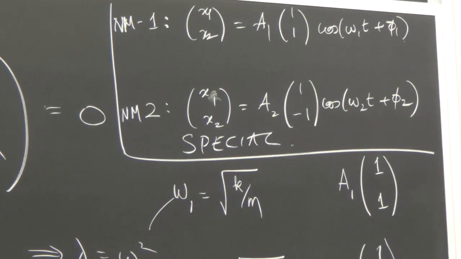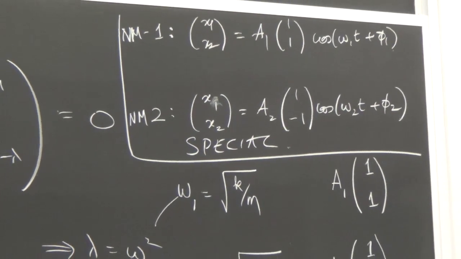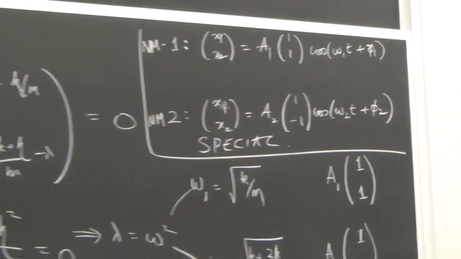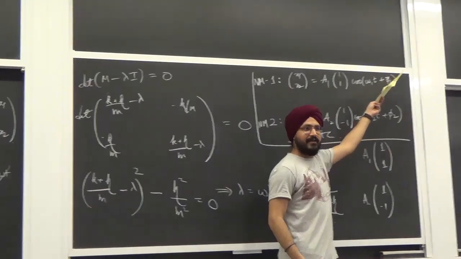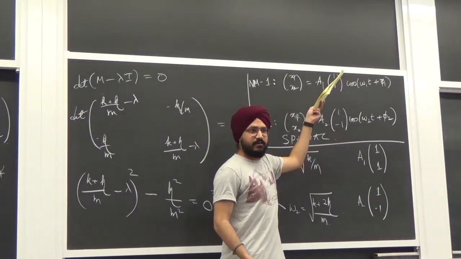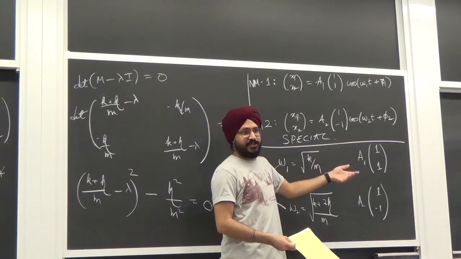Question: are A1 and A2 related to the amplitudes, or are those just constants? So they are constants which are also amplitudes, right? Because cosines go from -1 to +1, and a is the maximum of that. So they are amplitudes, but also constants which get determined by initial conditions.